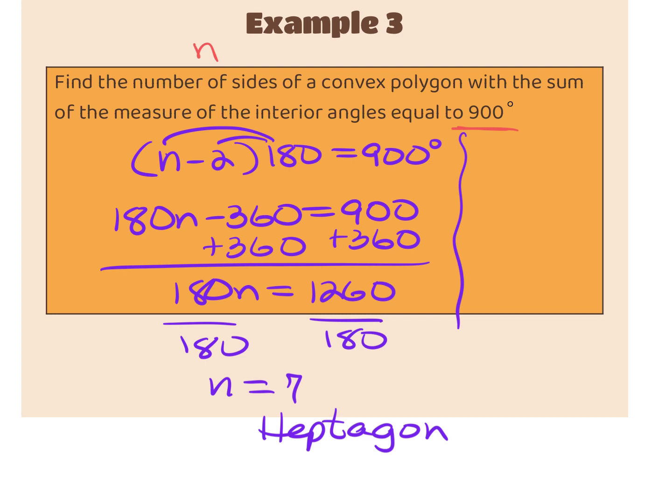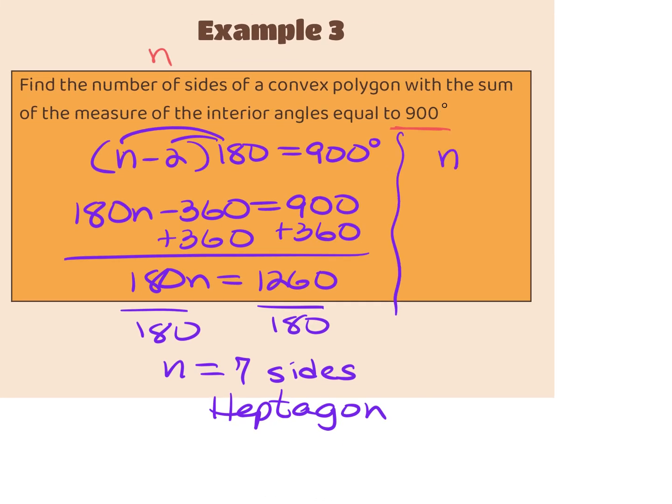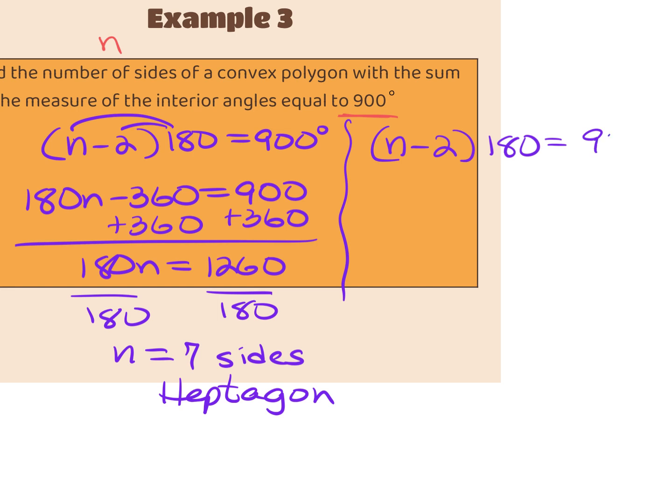But if all it asks you to list or tell is the number of sides, you say 7 sides. Now, the other way you could solve this, and it depends on how your Algebra 1 teacher taught you, you can also solve it this way. So n minus 2 times 180 equals 900. Anytime I have something that I'm supposed to distribute into a parenthesis, instead of distributing, I could divide both sides by 180 to begin with.